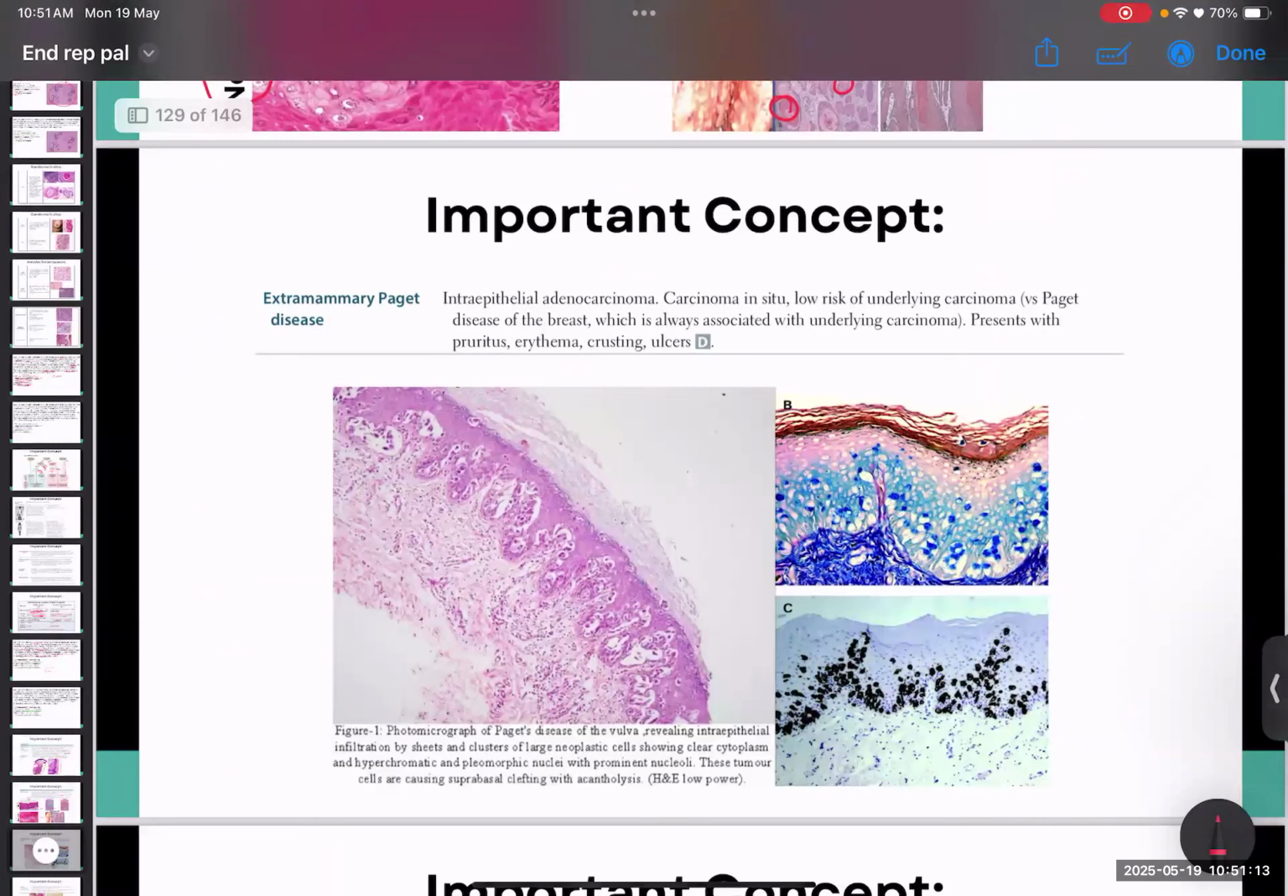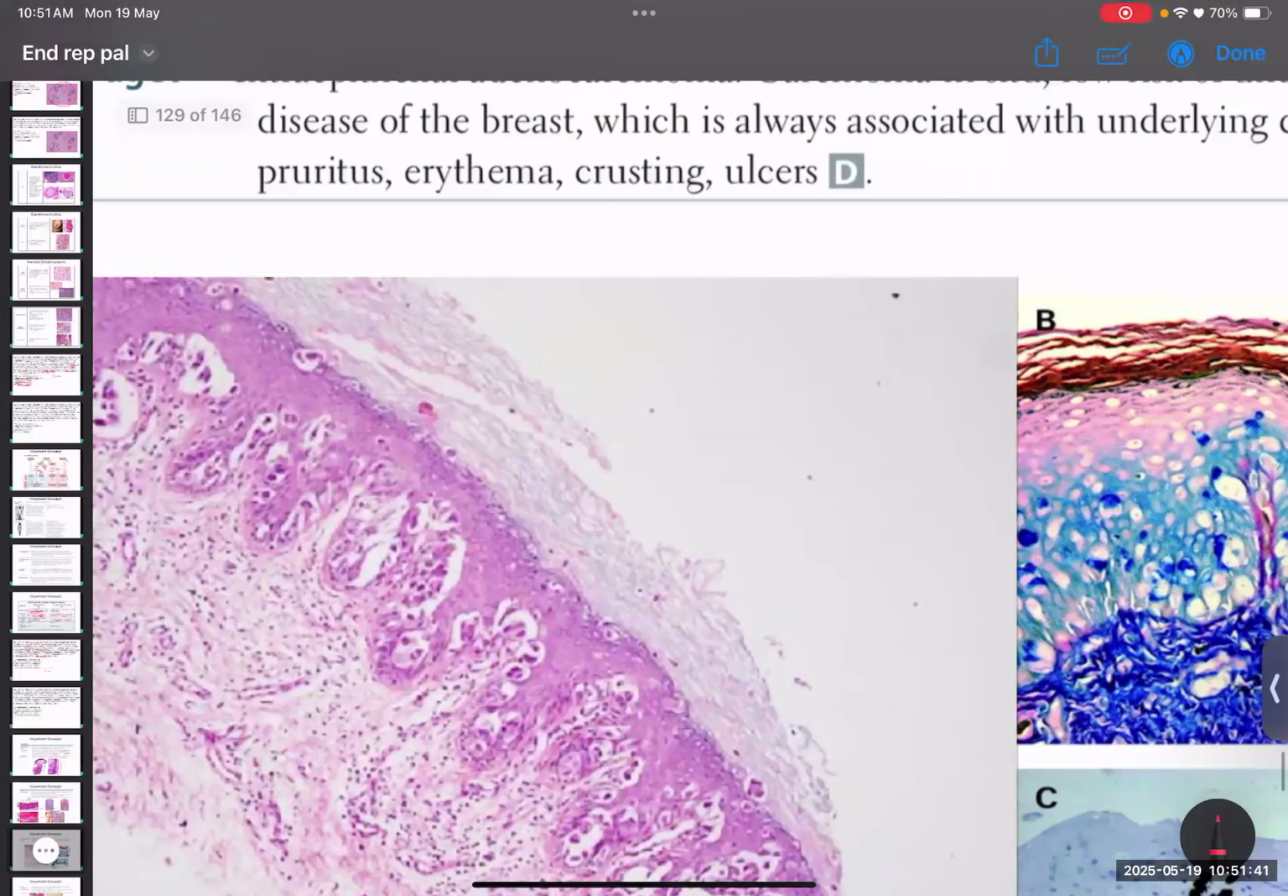Extramammary Paget disease is usually, again, intraepithelial adenocarcinoma, but this does not arise in the setting of an already present carcinoma within the vulva, unlike our Paget disease of the breast. Here you will see that it stains for S100, so it kind of resembles the melanomas. It also stains for this blue stain, meaning that it has mucin production, and then you'll just see Paget cells on biopsy here.